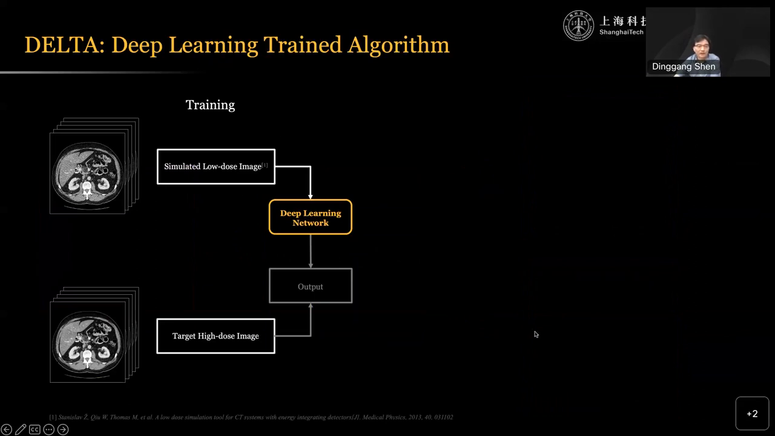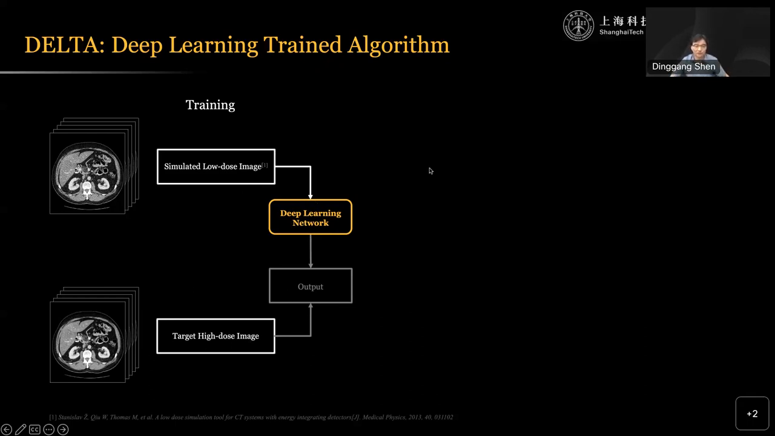And in this slide, I just provide you a very simple idea for this algorithm. On the left, I'm going to talk about the training procedure. On the right, I'm going to talk about the testing procedure. In the training stage, we use simulated data. For example, we have simulated low dose and the corresponding target high dose, and then use a deep learning network, which I'll talk about briefly in the next slides. And then you train this kind of algorithm. Of course, your output from deep learning should be close to the standard dose image.